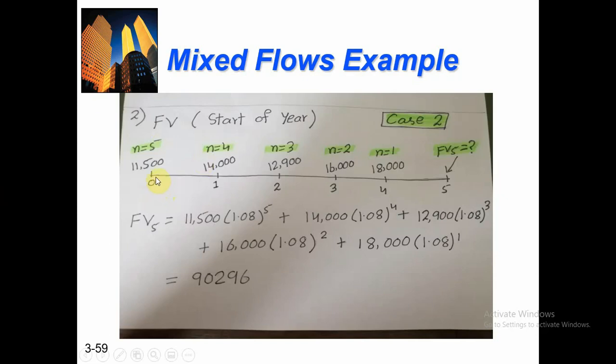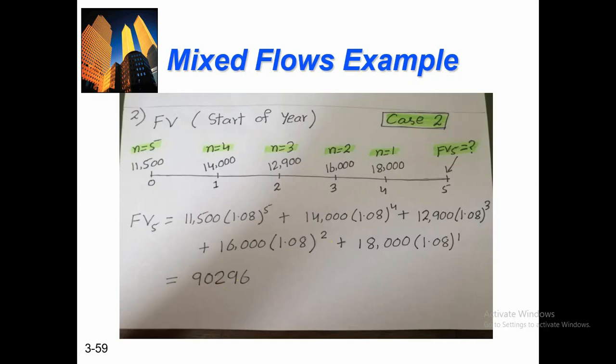So in the first year you will invest the 11,500, and your last amount of 18,000 is also invested at the start of the fifth year. What will be the total future value under this investment plan? We just put the values into the equation, and after the calculation we find the value is 90,296. This is the future value of your investment plan under the annuity due.